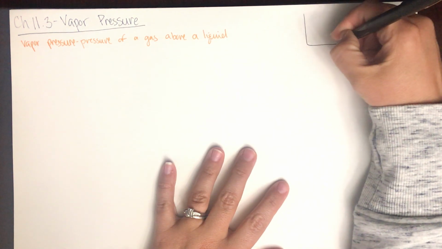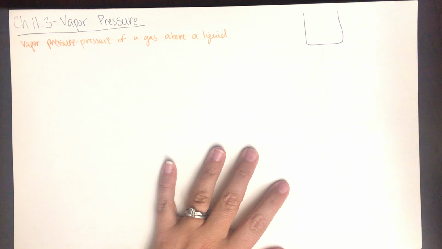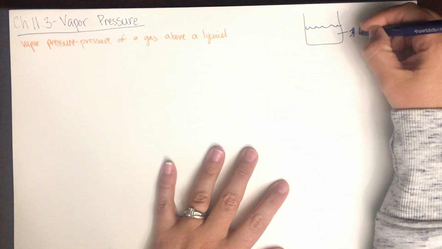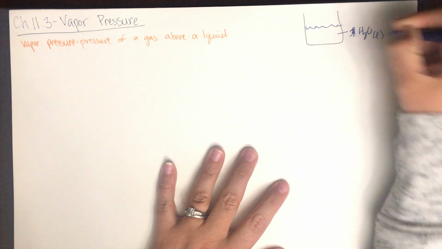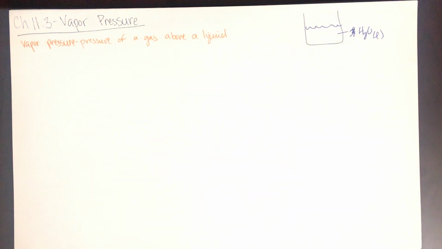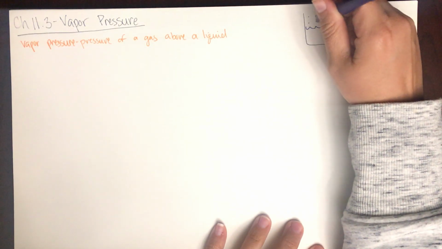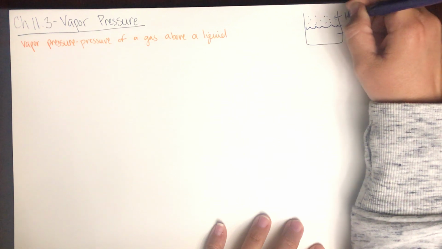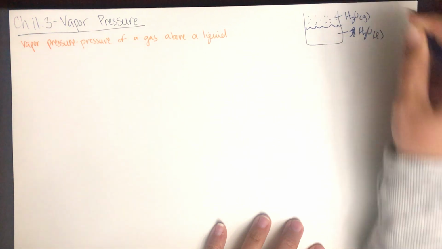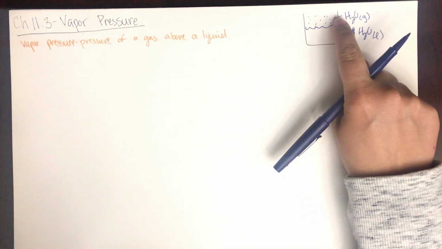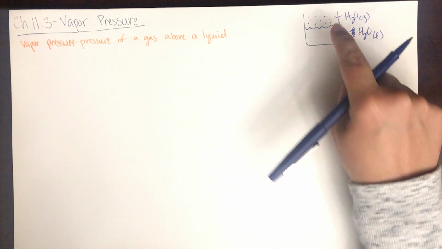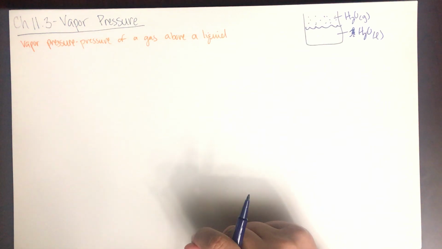So if I say here I have a beaker and it has water in it, so here it has liquid water. Above this liquid water here, there are some gaseous water molecules. And the amount of gaseous water molecules above this liquid water is what determines the vapor pressure.